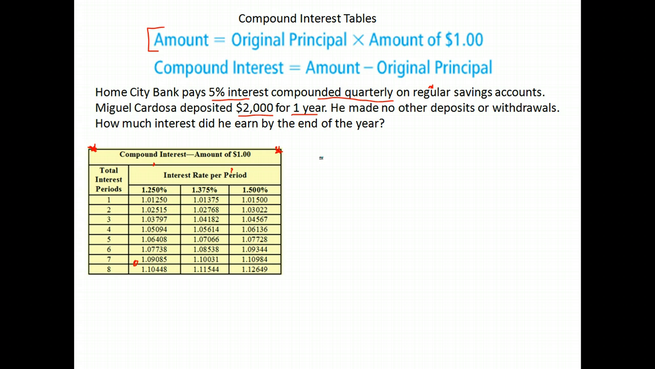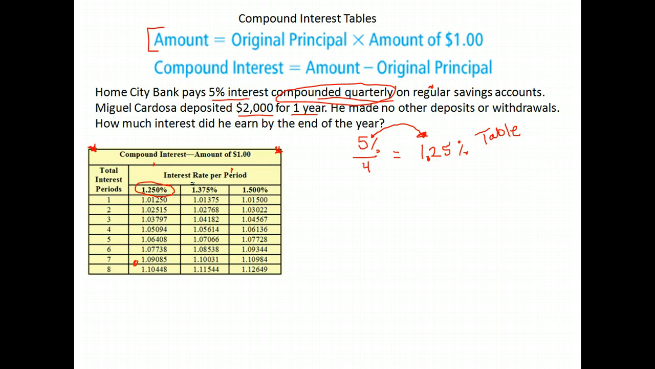Okay, so if we're going to use the table, here's the first thing that we need to do. We need to find out what interest rate to use. So what you do is you take your interest rate and divide it by the number of times it's compounded in a year. This is compounded quarterly, so that's 4 times a year. So we take our 5% and divide it by 4. And that gives us 1.25%. Okay, so since we're compounding every quarter, that's kind of dropping our interest rate, dividing it into 4 parts. So what that does for us, this tells us where to look on the table.